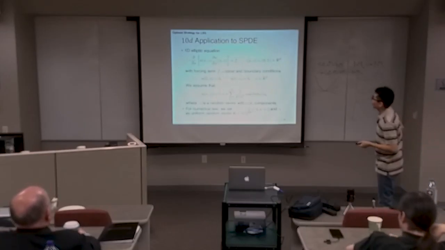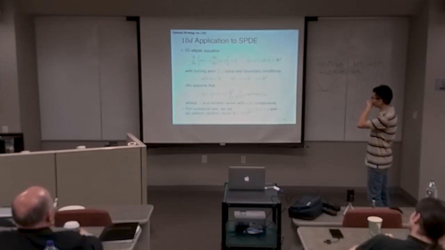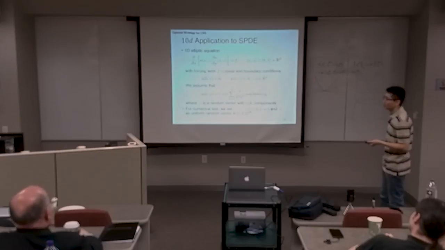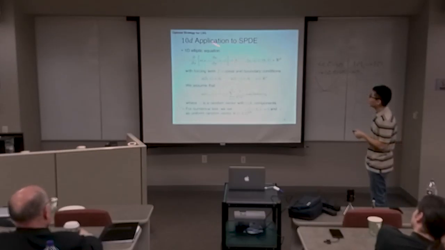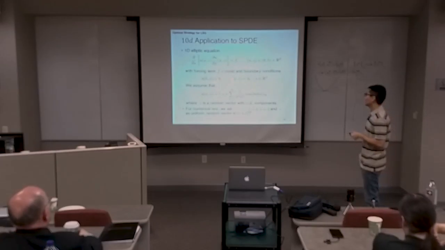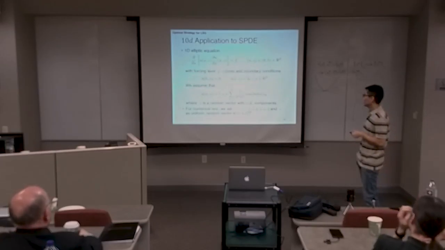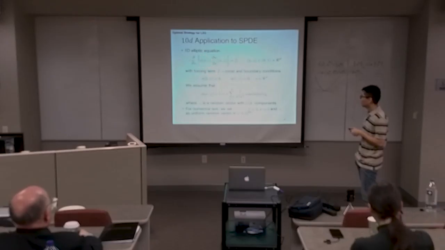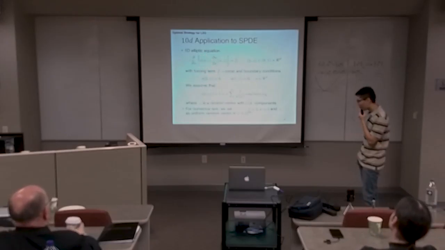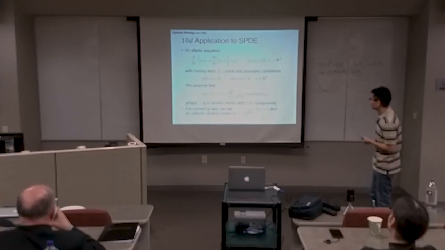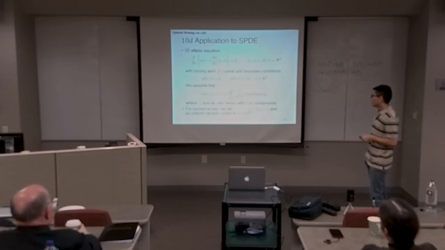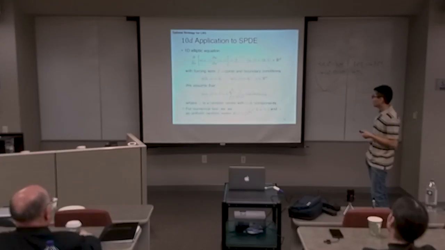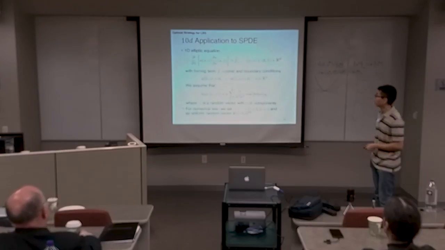In the 10-dimensional example, we solve a stochastic PDE by using the quasi-optimal least square scheme. Here we consider a 1D elliptic equation with constant forcing term and zero boundary conditions, and we assume the random diffusivity takes the following analytic form. This is a benchmark problem for uncertainty quantification. For the numerical test, we set D equal to 10, so this is a 10-dimensional example, and F equal to 2, sigma to be 1, and Z chosen randomly and uniformly in the minus 1 to 1 hypercube.